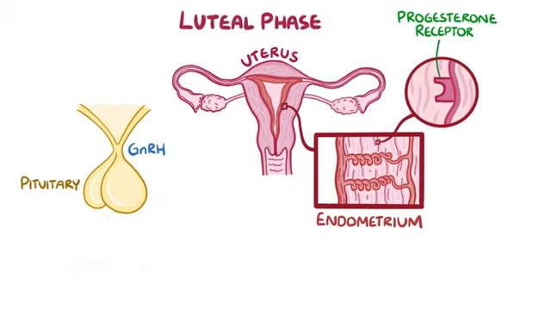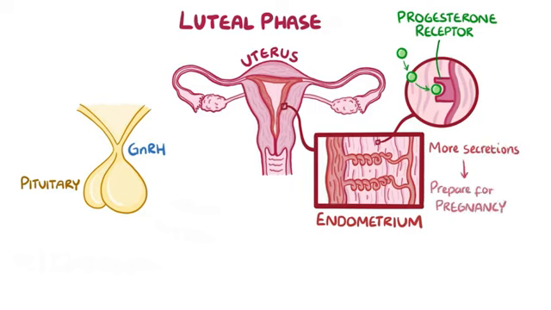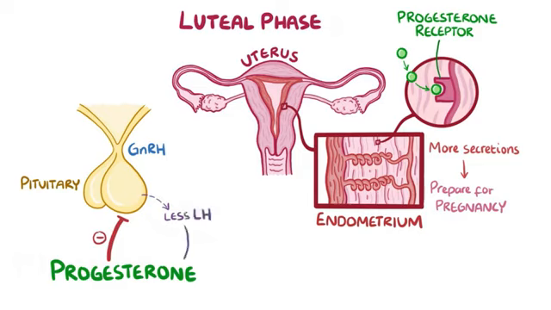During the luteal phase, progesterone binds to receptors in the endometrium and stimulates the endometrial glands to produce more secretions that prepare the uterus for a potential pregnancy. Progesterone acts as a negative feedback signal during the luteal phase, making the pituitary secrete less LH. And in turn, the levels of progesterone decrease as well, and menstruation follows.